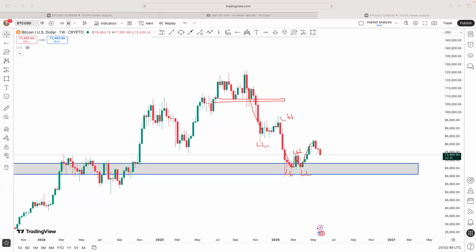What is a double bottom? We don't have a lot of time, guys. I need you to move fast. What is a double bottom? If you know what a double bottom is, please write it in the comment section.